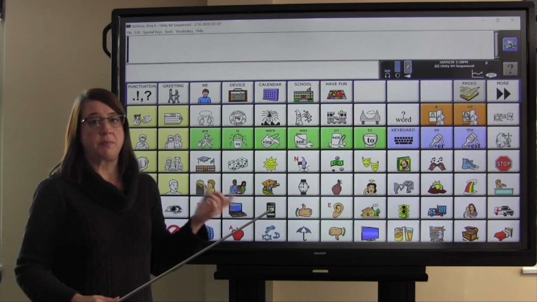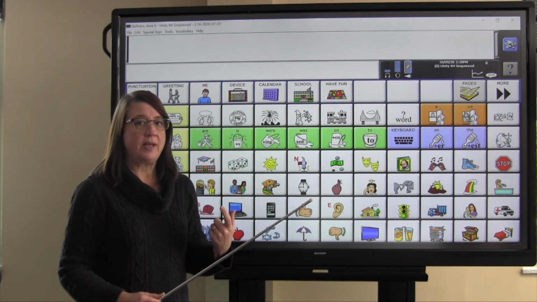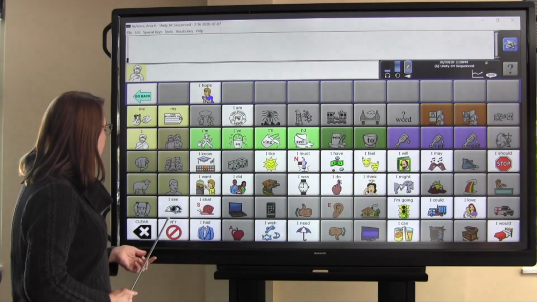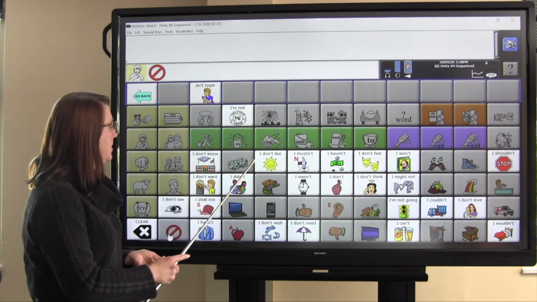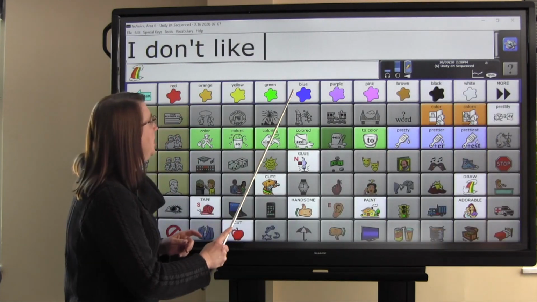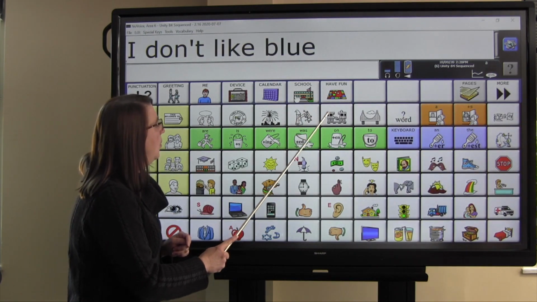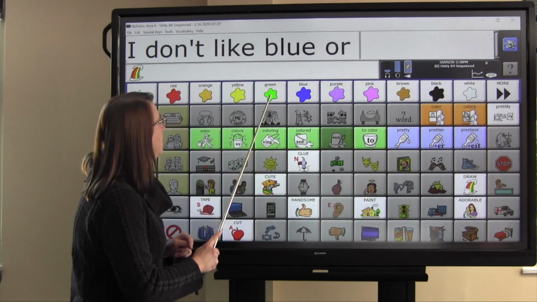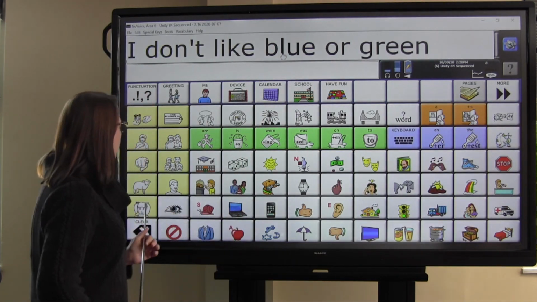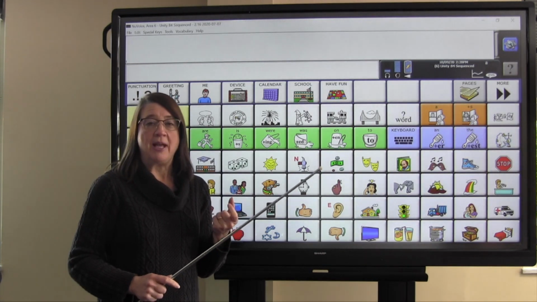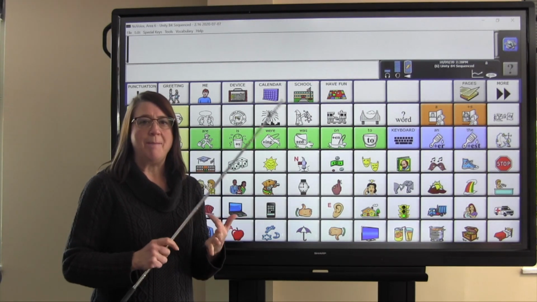And let's practice both those color words and or again. I'm going to say I don't like blue or green. I plus the not plus the sun. I don't like blue or green. I don't like blue or green. Okay, so our conjunctions that we automatically think of are and, or, and but.